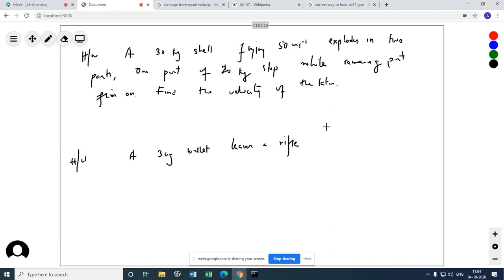Next question. A 30-gram bullet leaves a rifle. 0.6 meter per second.